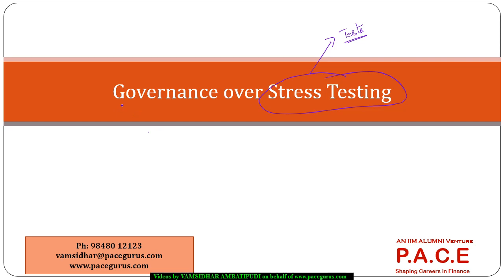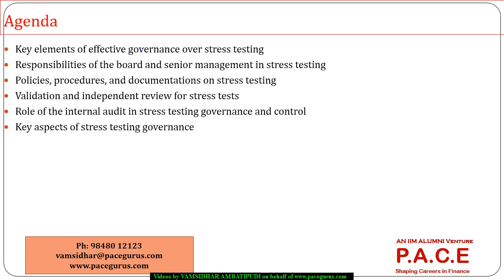But at the same time, what is the role of the governance process, which involves the board of directors, right? The senior management. What is the way they need to look at the stress testing? If at all stress testing needs to be successful in an organization, what is the role of the governance team with respect to stress testing? So that is the coverage of this session. So when we are talking about governance over stress testing, what are the various points that we are talking of? What are the key elements of it?